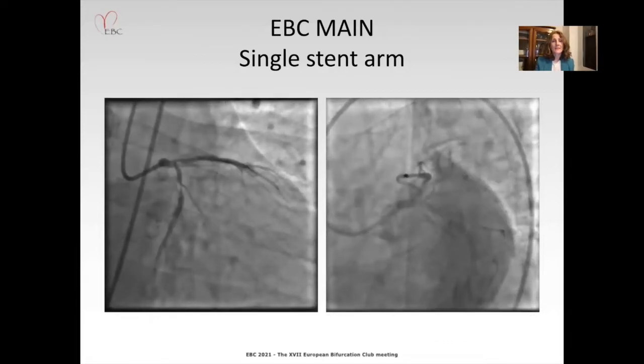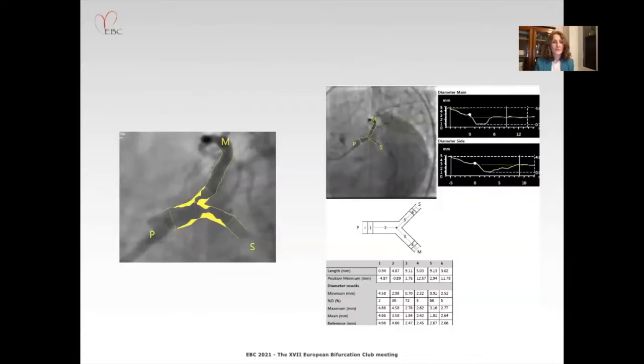So this is the QCA from the procedure. And we can see that there's quite a long length of lesion in the circumflex, which is the side branch, about 9 millimeters, with the severe part of the stenosis really at the distal left main towards the ostium of the LAD.